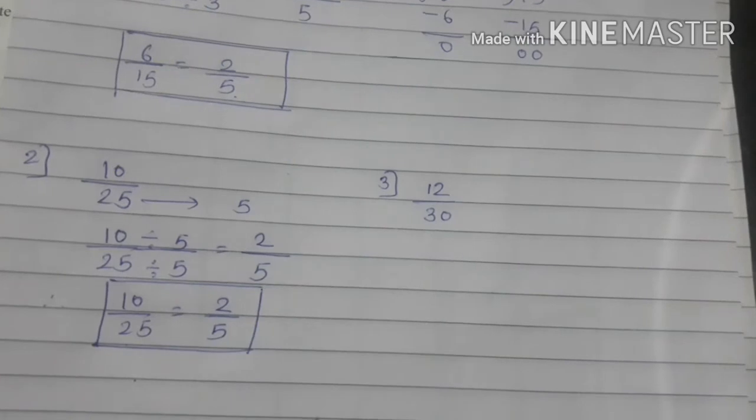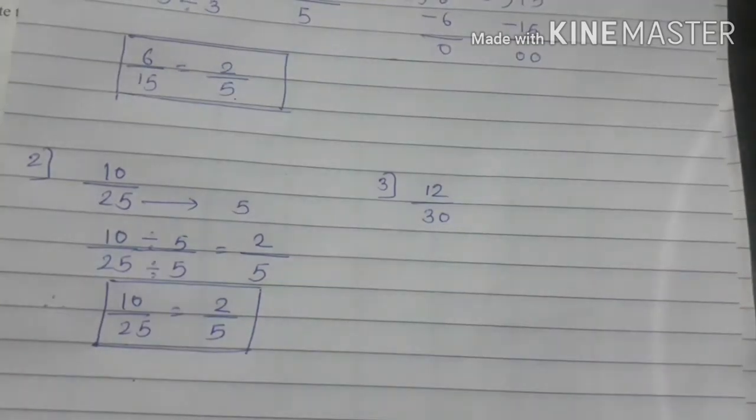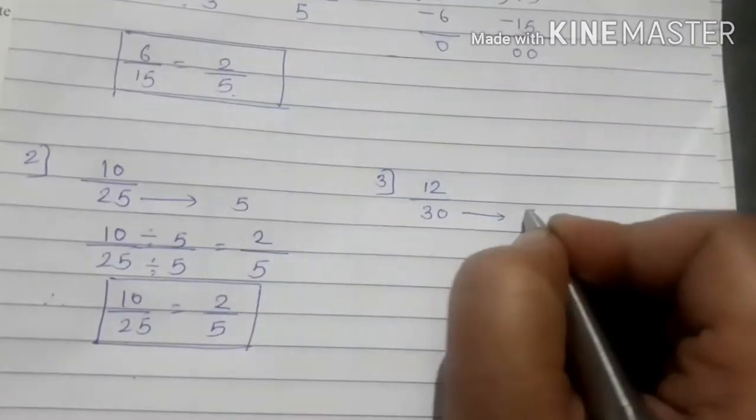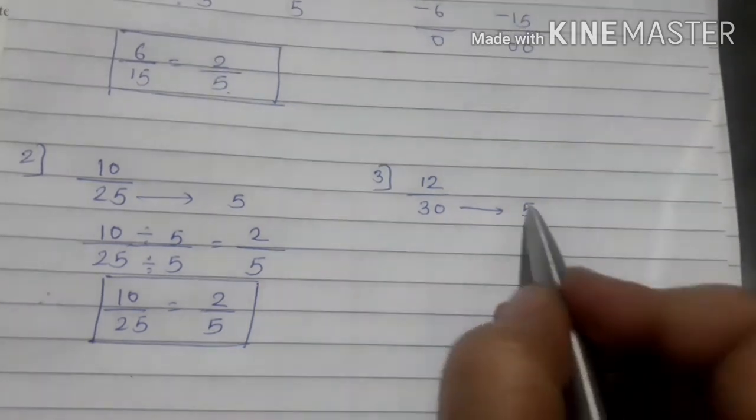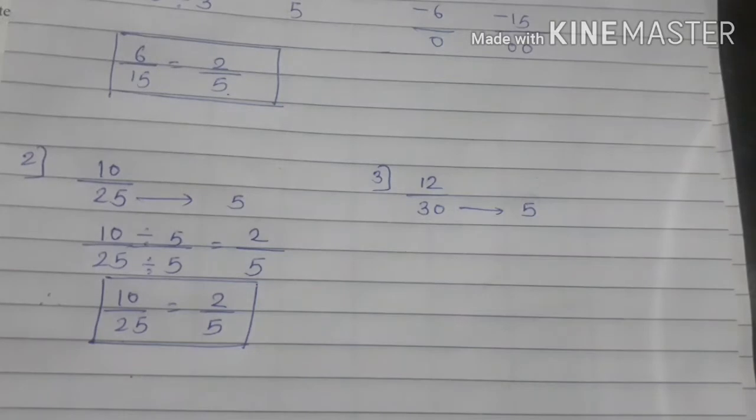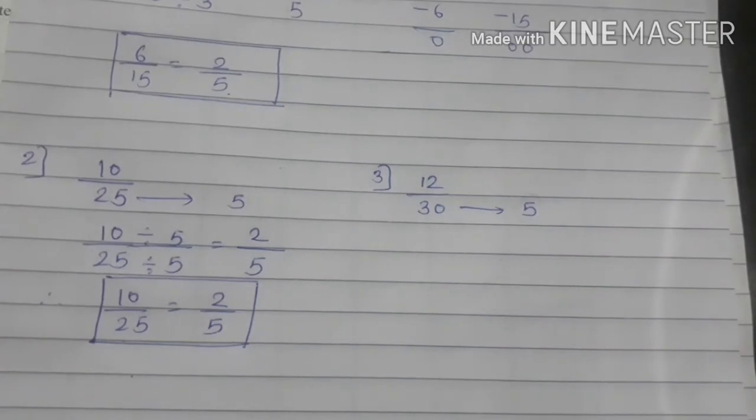See the third fraction, 12 upon 30. Now this 30 we have to convert to 5. Okay. Now in which table is 30 there? In the 5 table is there, 6 table is there, 15 table is there, and the 30 table and 10 table also have it. But what answer do we want? We want the answer 5. Now in the 5 table, on which place? 5 6s are 30.